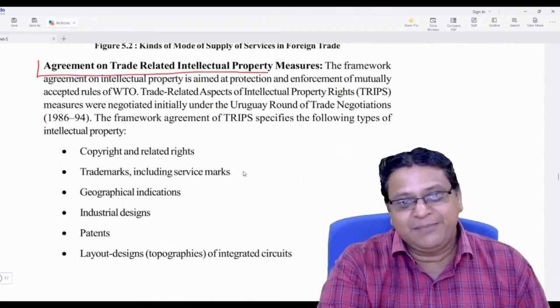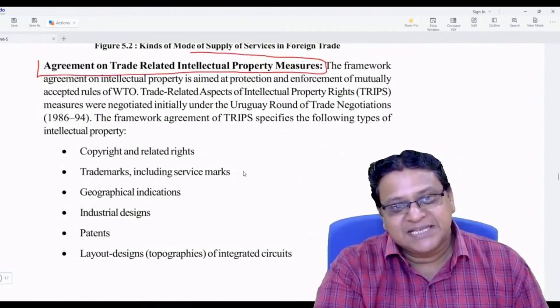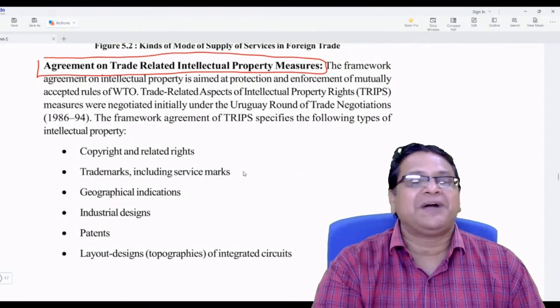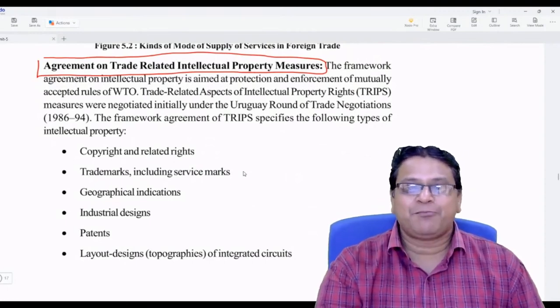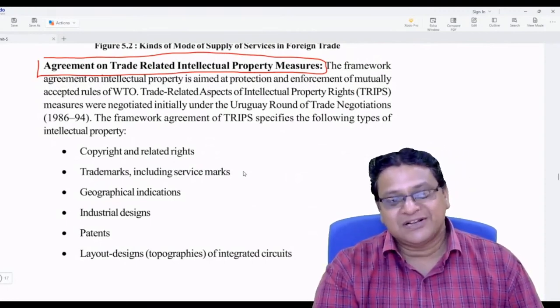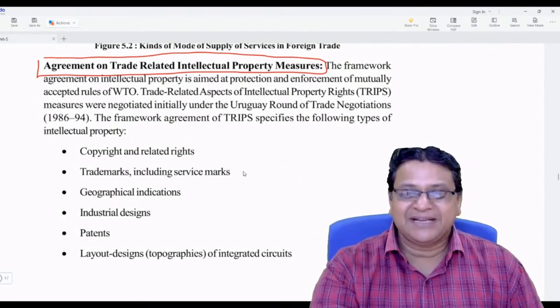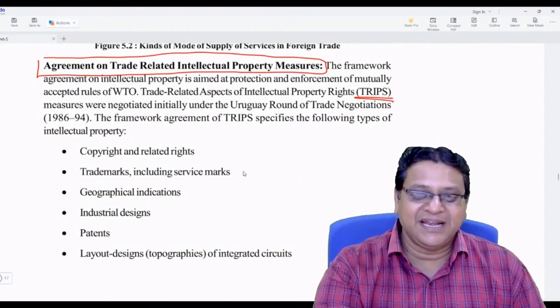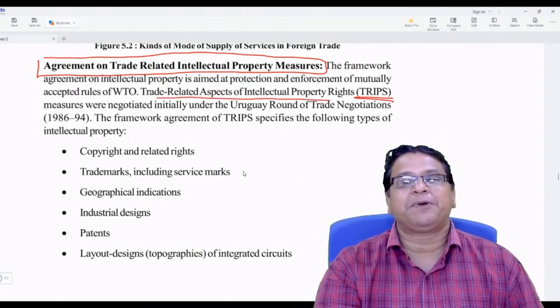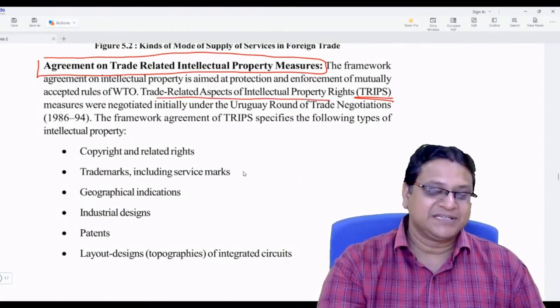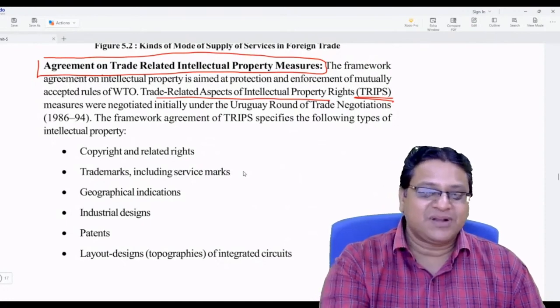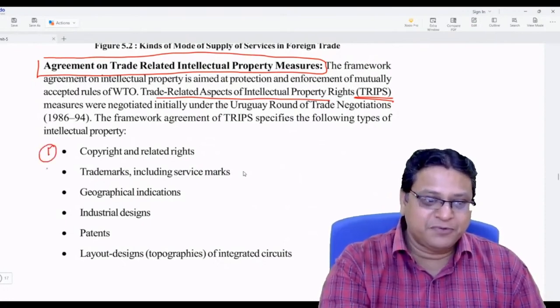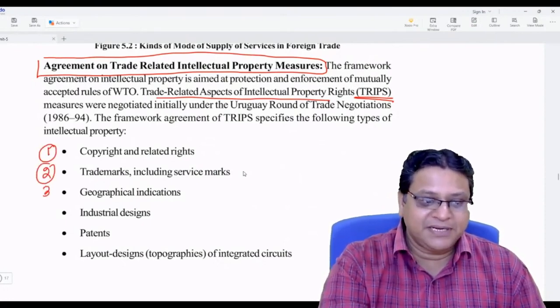The WTO agreements recognize there are 7 types of IPRs, and these are bought and sold internationally. The agreement related to IPR is known as the TRIPS agreement, trade related aspects of intellectual property rights. The TRIPS agreement recognizes 7 types of IPR. What are the 7 types of IPR?